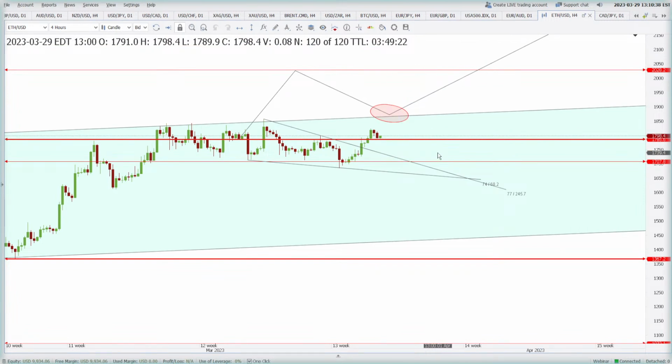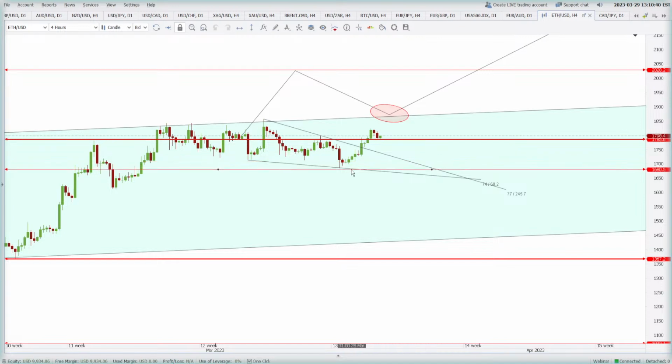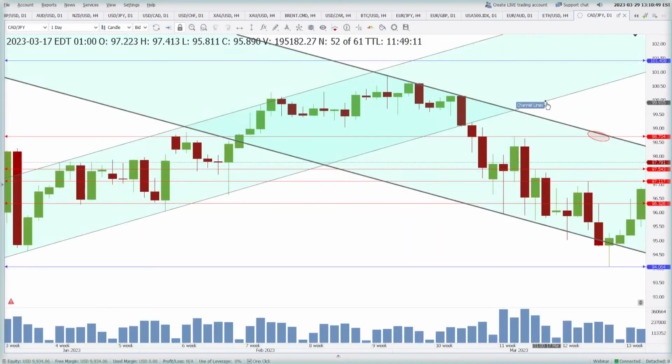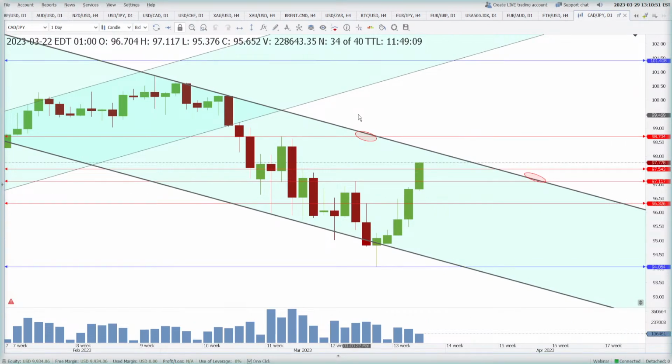Below 1785 we can find support at 1707. Actually this low should be the support now, 1685. Okay guys, keep these levels in your charts about Bitcoin, Ethereum, etc. The last chart that I'm going to see is the Canadian dollar against the Japanese yen.